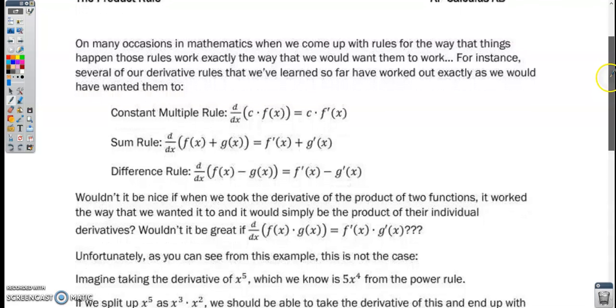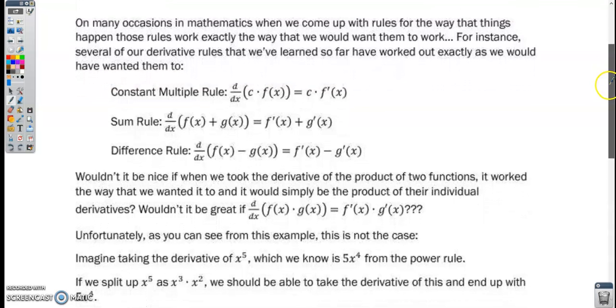And we can kind of show that with a very simple example. If we imagine taking the derivative of x to the fifth, we know we can get that using the power rule, and the derivative of that's 5x to the fourth. But we can split up x to the fifth as x cubed times x squared, and if we try to take the derivative of that, we should end up with 5x to the fourth.